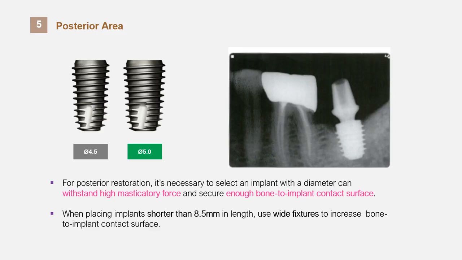In the case of teeth in the posterior area, it must be planned with the implant that can withstand the masticatory force and has sufficient bone-to-implant contact surface. In addition, if the fixture diameter is wide, you can choose a shorter implant. But if the diameter is narrow, the implant has to be long, so it has enough surface area for osseointegration.